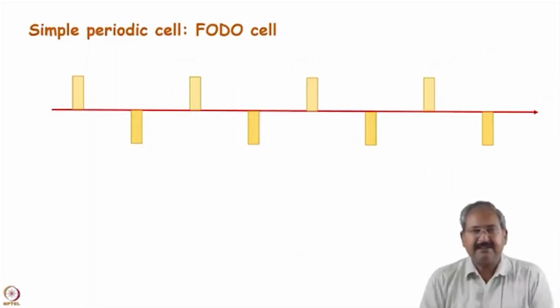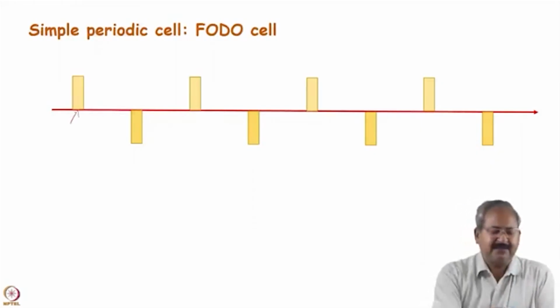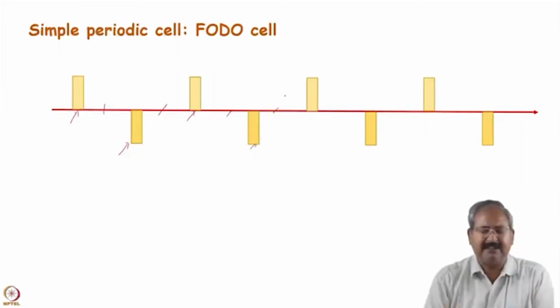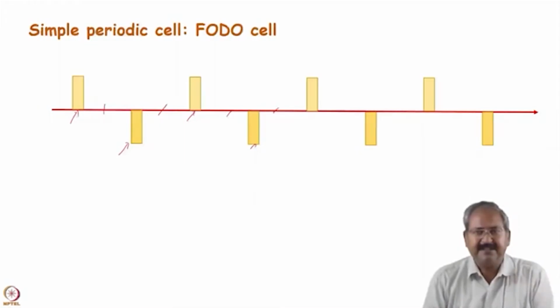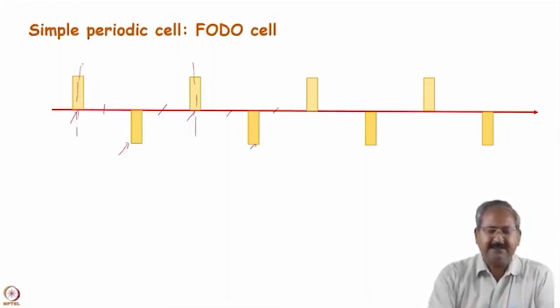Now we will analyze the tools which we have learned so far. Using those tools we will analyze some optics. So let us take a very simple optics here: some focusing quadrupole, then drift space, then defocusing quadrupole, then drift space, then focusing quadrupole, then drift space, then defocusing quadrupole, and then drift space, like that. This is repeated. Means this is a periodic optics in which this basic cell has been repeated many times.